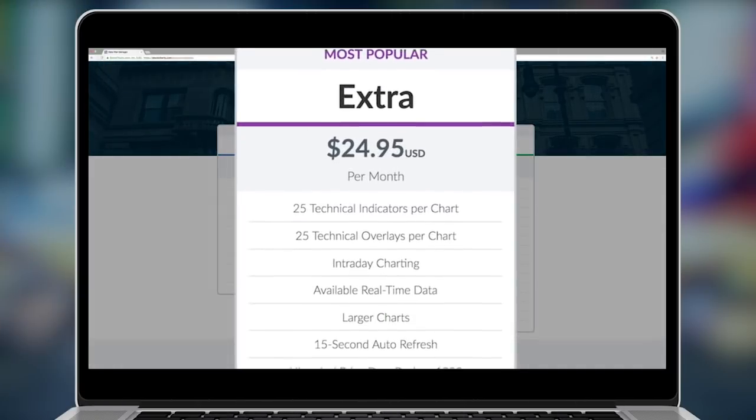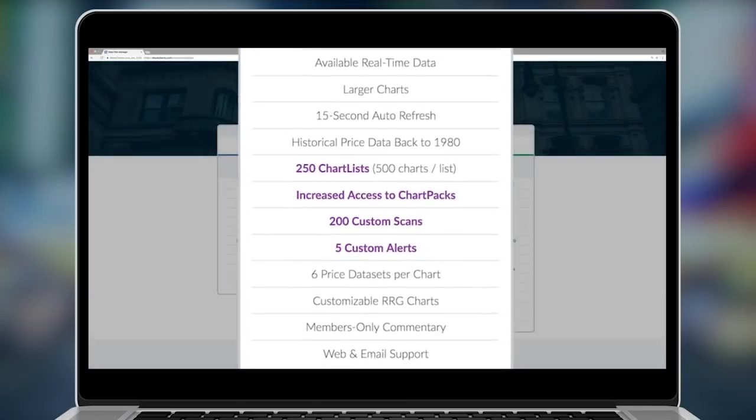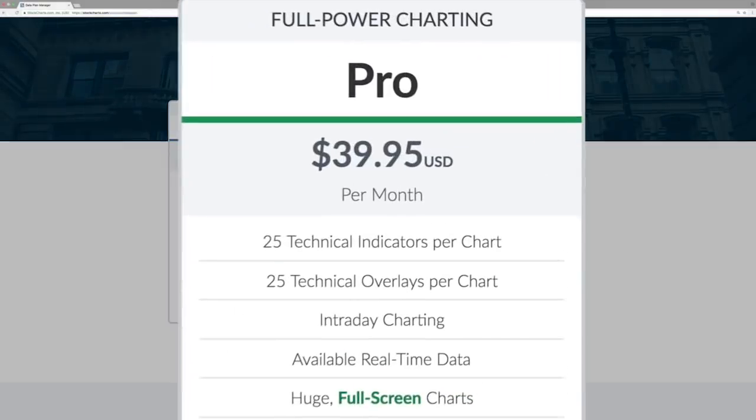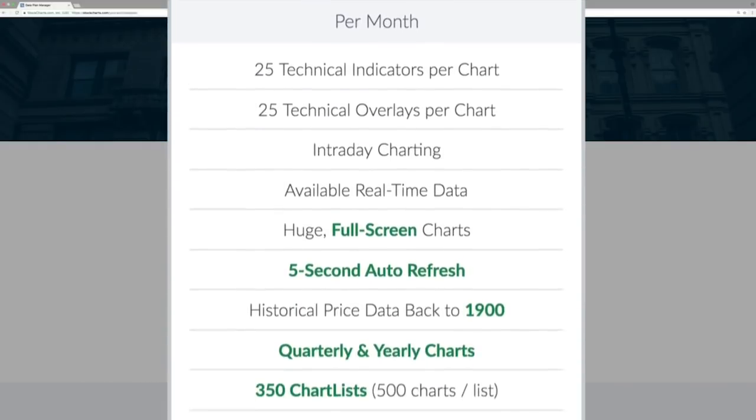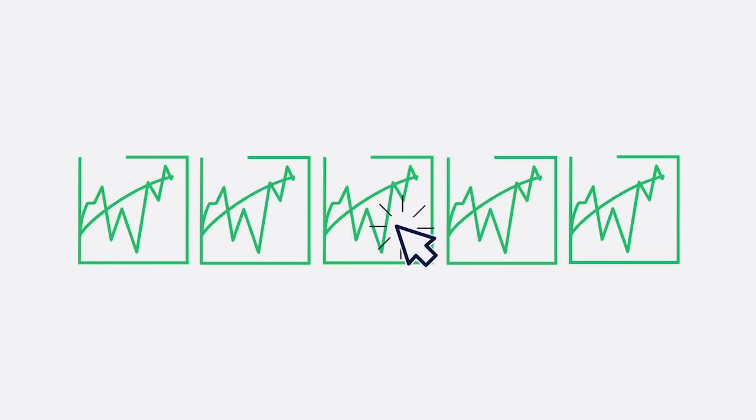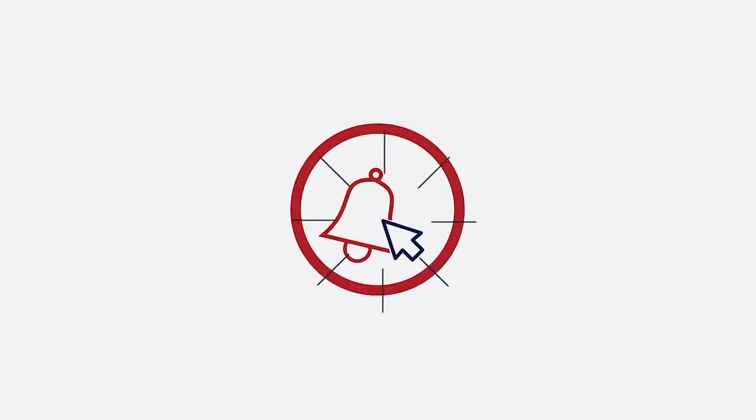Next up is our Extra service level, the most popular choice among StockCharts users. At $24.95 per month, it includes all the features of our basic level, plus more saved chart storage and the ability to create custom scans and alerts. If you want it all, our Pro service level is for you. At only $39.95 per month, Pro includes even more storage for your saved charts, custom scans and alerts, as well as faster auto refresh, historical data, and much more.